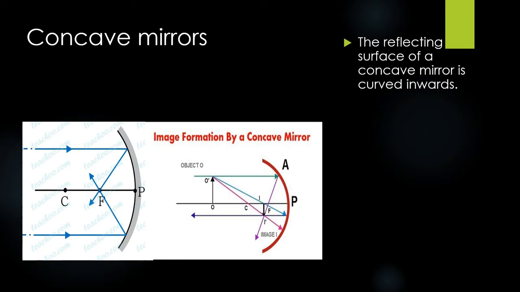So in this diagram it is clearly indicated what a concave mirror is. So concave mirrors are also called as converging mirrors.